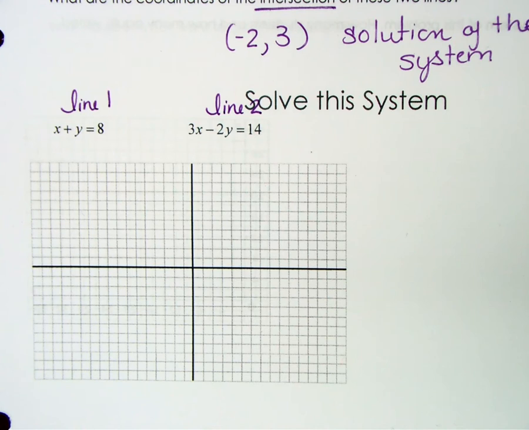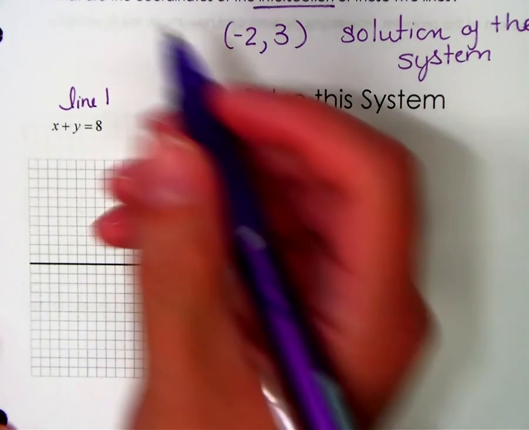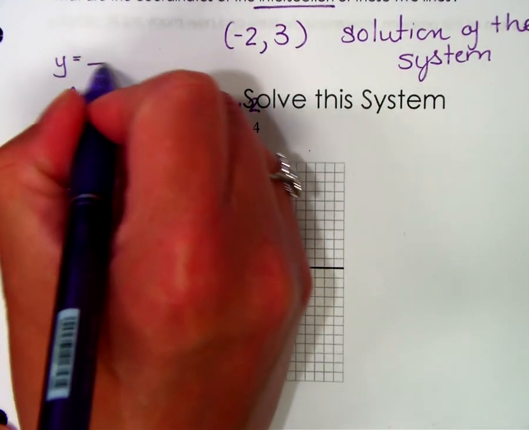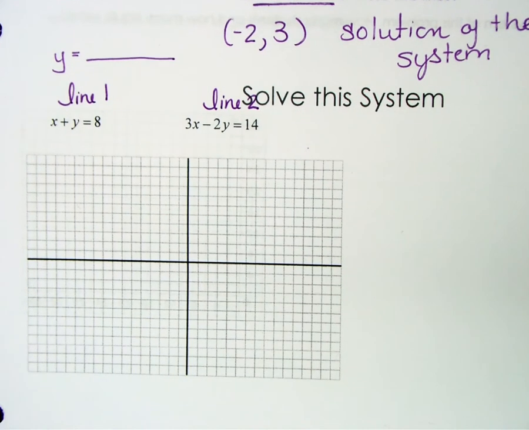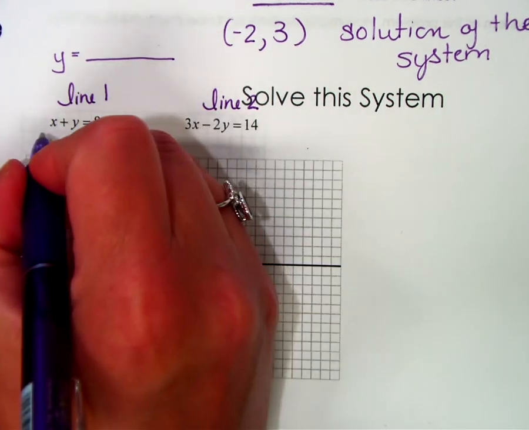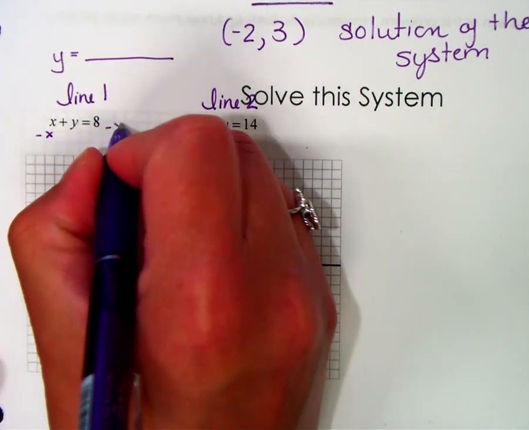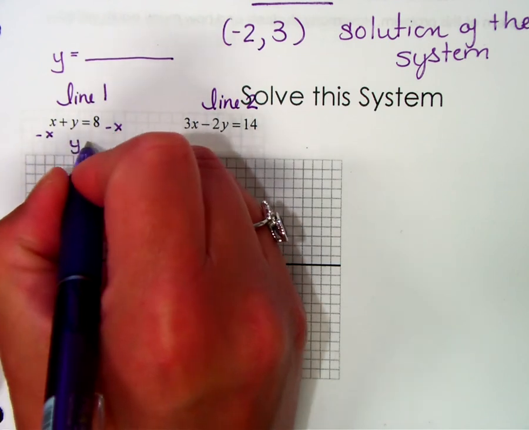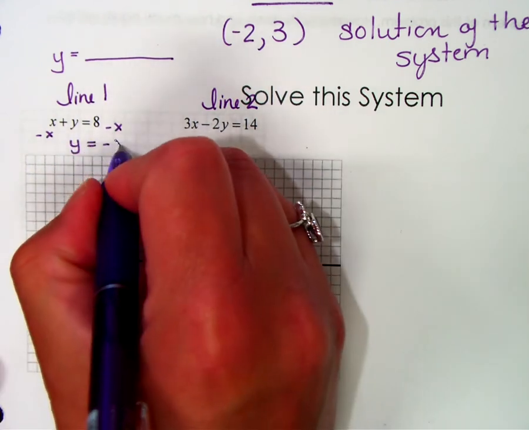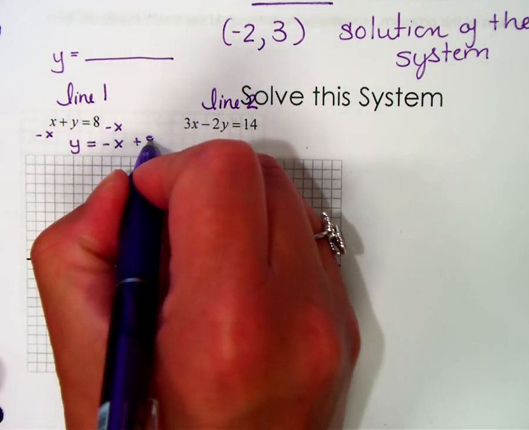No, because we need more than 1 point, right? When we graph a line, we need more than 1 point. So I'm going to change them into y-intercept form because I think that's the nicest one to graph. So y-intercept form means you're going to have y equals and then everything else on the other side. So I'm going to move this x to the other side, so I have to subtract x from both sides. So I'm going to have y equals -x plus 8.